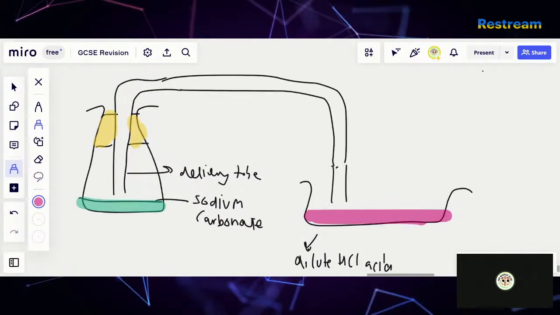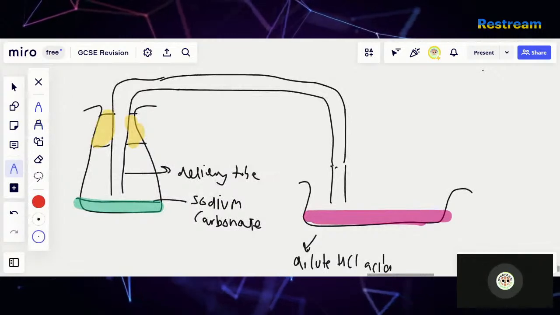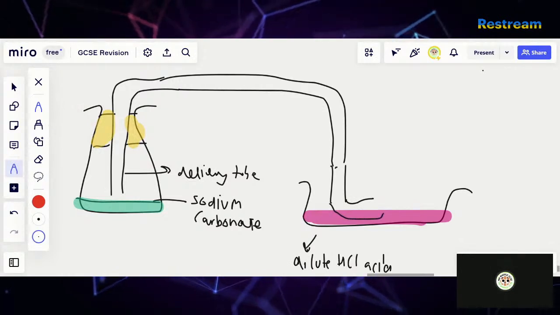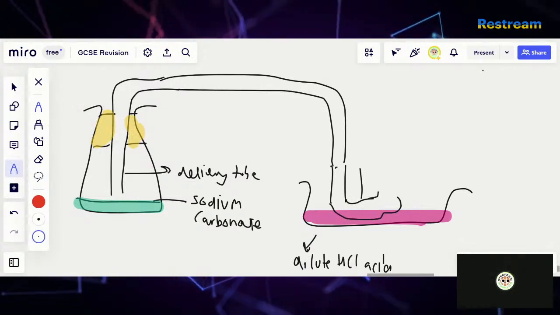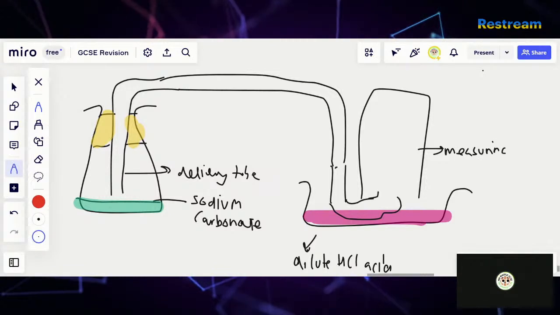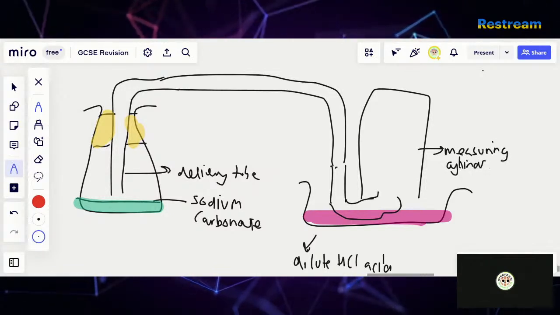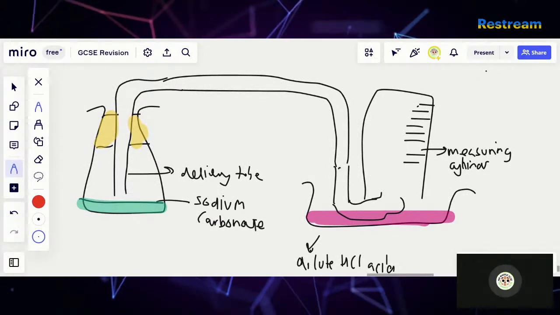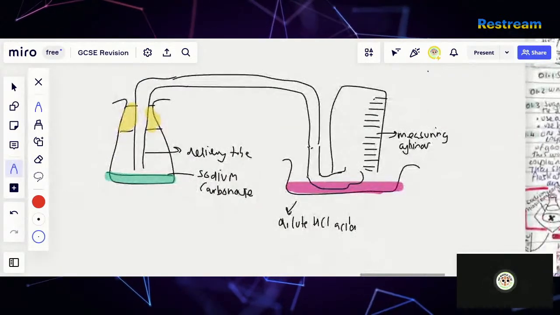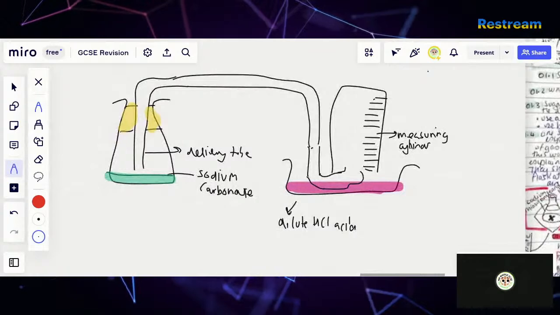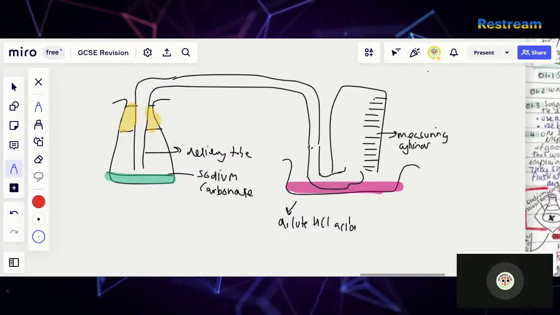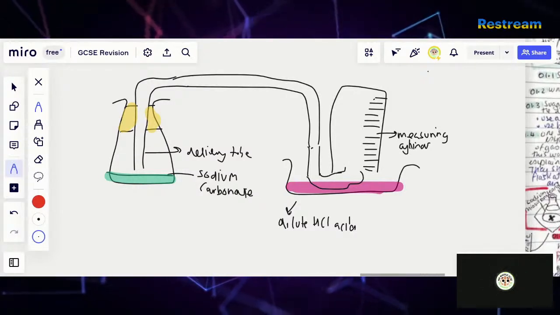Okay. Then we're going to put a measuring cylinder upside down. So the delivery tube will be connecting through this like this, and then we'll open up onto a measuring cylinder. So this is the equipment that you'll have to set up if you were to do it this way. So what you're doing in this entire reaction is you're trying to measure whatever's coming through the sodium carbonate, so the carbon dioxide, and bubble it through the hydrochloric acid.